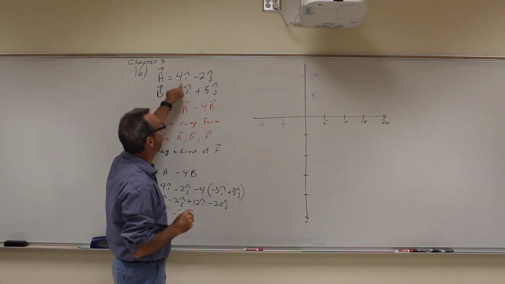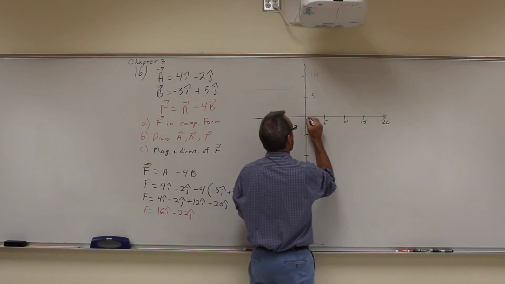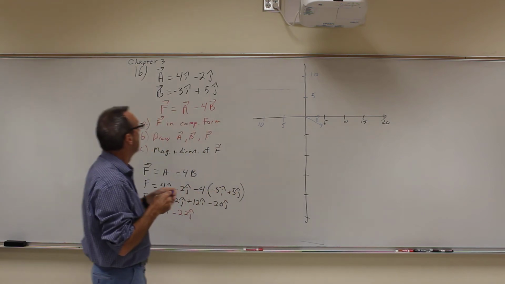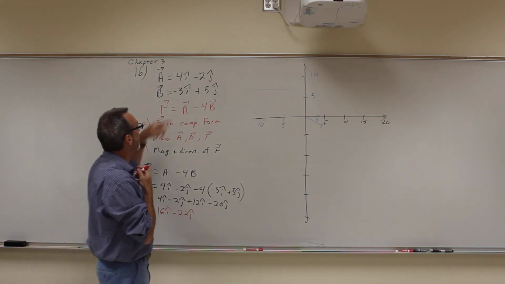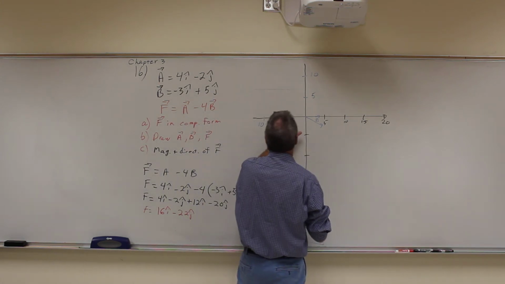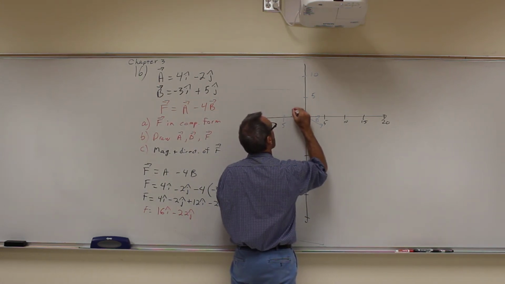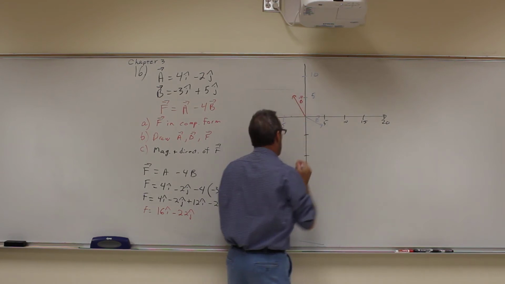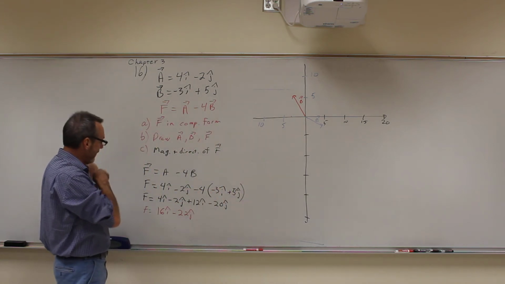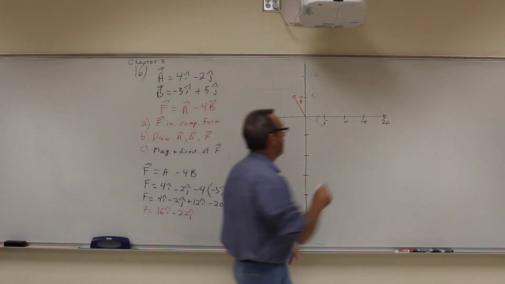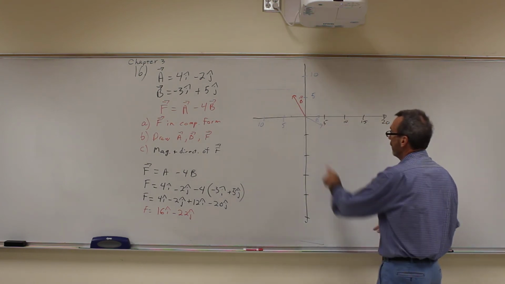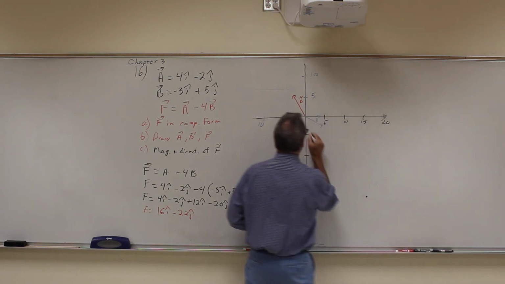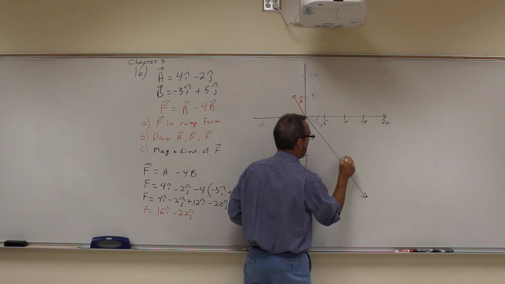So for vector A, we go 4 over and negative 2. So vector A is going to go like this. Vector B is negative 3 in the x direction, so it goes negative 3 this way, plus 5. So vector B is going to be like this. And vector F, on the other hand, is going to be 16. So I go over to 16 and down to negative 22. So 5, 10, 15, 20, 22. So about here. So that's going to be vector F.